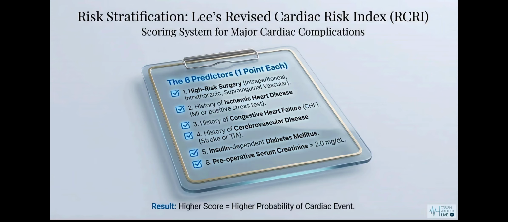That will determine how likely the patient is to have a cardiac event, right? Cardiac events such as MI. So first, there are six predictors. There are six factors that we will look for, and each factor carries 1 point.